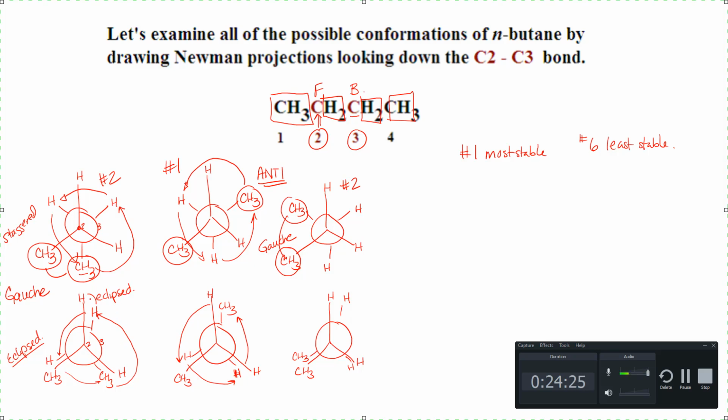Well, that's baked into the fact that the eclipsed conformations, even the most stable one, are still more unstable than the most unstable of the staggered. So the idea that all the groups are eclipsed makes the eclipsed conformations 3, 4, 5, and 6. But in this case, we'll start with 3.